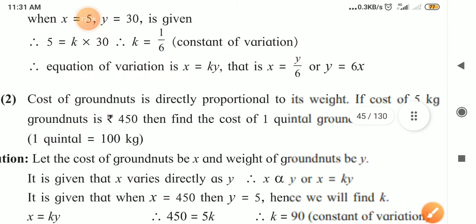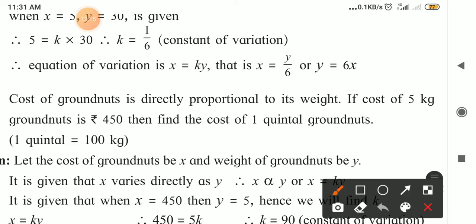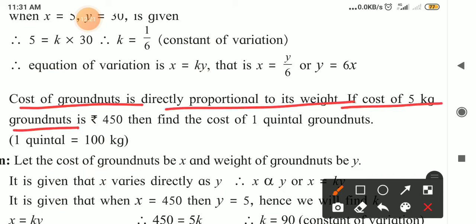Okay, you know that the cost of 1 kg is not the same as the cost of 5 kgs. So as the weight increases, its cost also increases. So the cost of groundnut is directly proportional to the weight. If the cost of 5 kg groundnut is 450, then what is the cost of 1 quintal of groundnut?